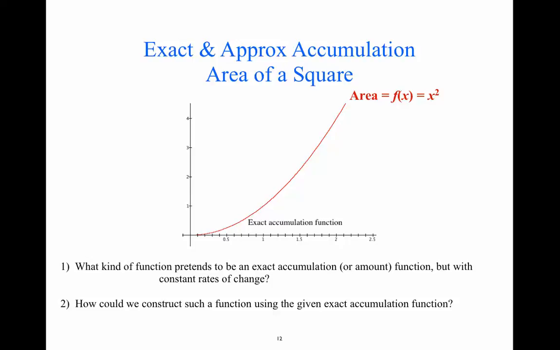Okay, so what kind of function pretends to be an exact accumulation or amount function, but with constant rates of change? That's what we want. We want a function that pretends to be this one, but has constant rates of change. Just think more like the graph. We're just going to think of what would the graph of that function look like? Like this?